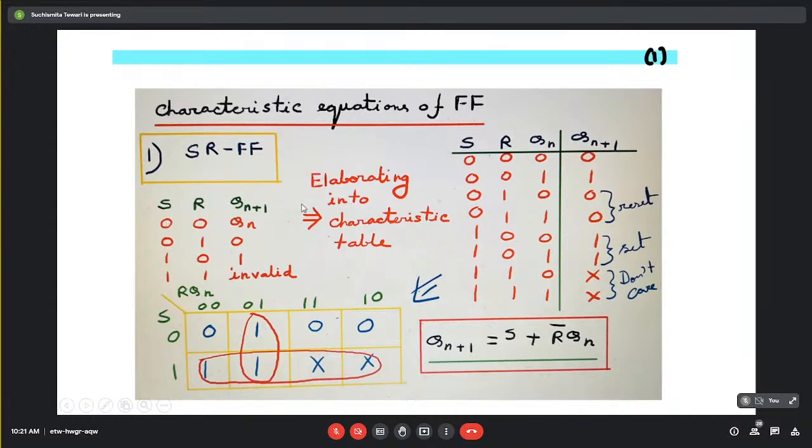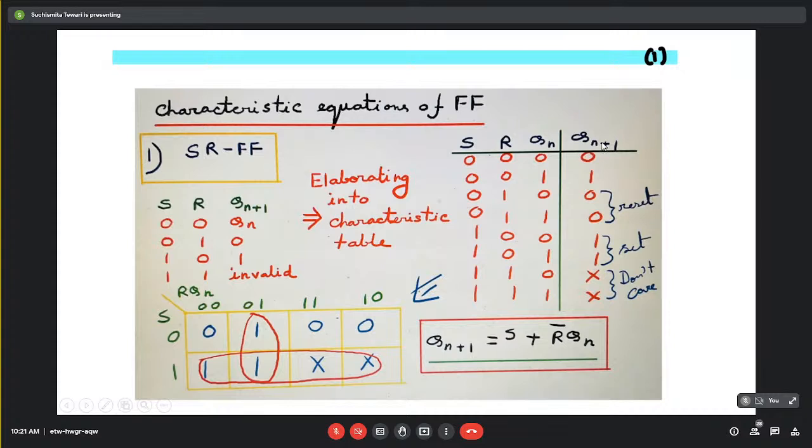So now if we break down this characteristic table and elaborate it, 3 variables are here: S, R, and for the time being I'm discarding the clock. Throughout this entire period, you assume that the clock is enabled. So I am just discarding the clock signal here. So now you see 3 inputs are here, S, R and Qn. What is Qn? Qn is the previous term.